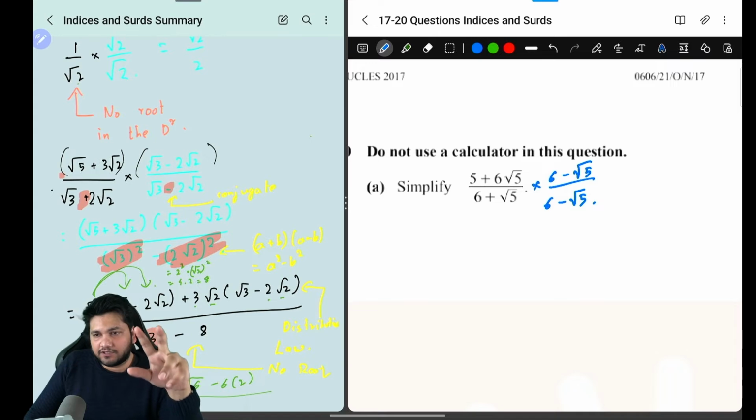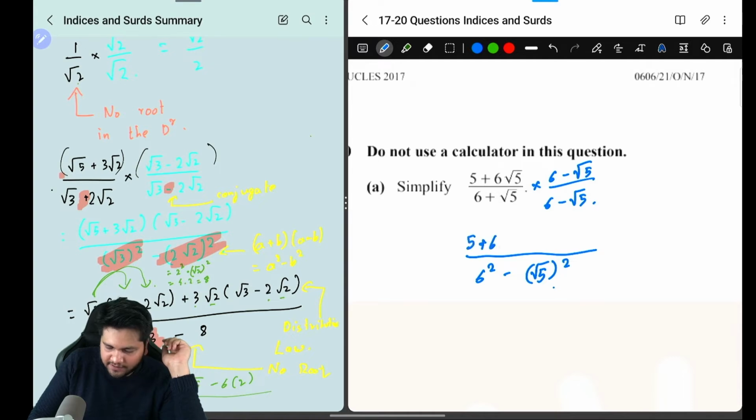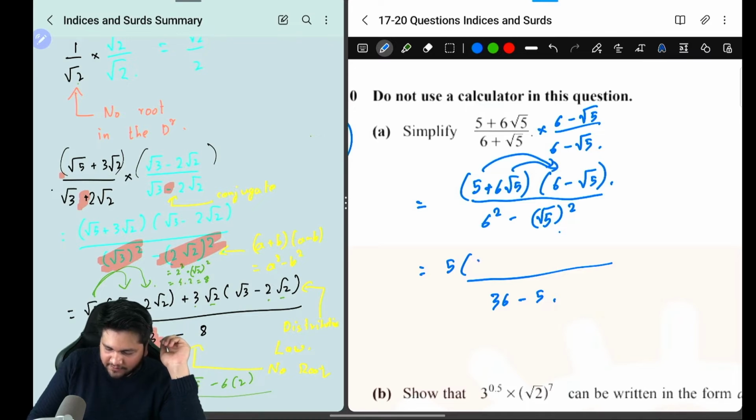At the end of the day, I'm not changing the value. That's the most important part. In the denominator, I'll simply get 6 square minus root 5 square, again an a minus b, a plus b type. In the numerator, we'll have to simplify. So we get 5 plus 6 root 5 times 6 minus root 5. In the denominator, I'll get 36 minus 5. Let's keep it as it is. Here, 5 will be multiplied with this bracket and 6 root 5 with this bracket. So I'll get 5 times 6 minus root 5 plus 6 root 5 times 6 minus root 5.